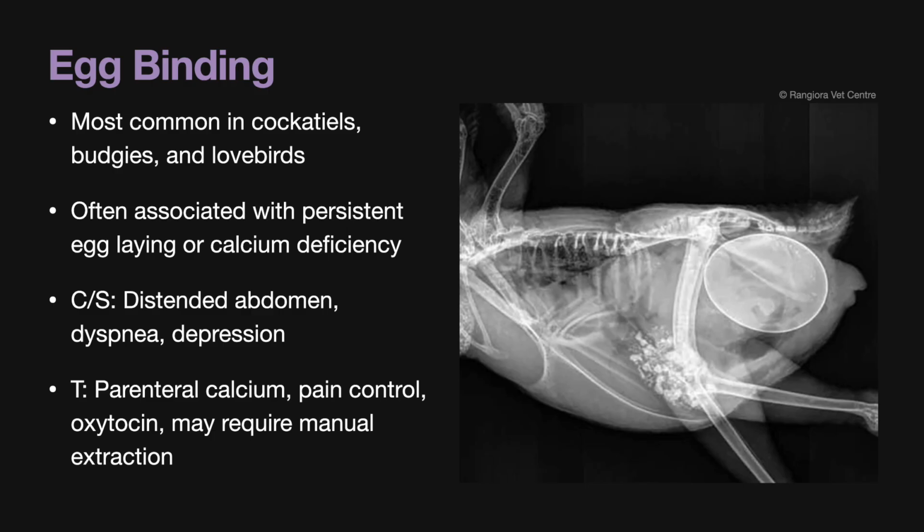Egg binding is most common in cockatiels, budgies, and lovebirds, and is usually associated with persistent egg laying or a calcium deficiency. Clinical signs include a distended abdomen, dyspnea, and depression. Treatments may include parenteral calcium, pain control, and oxytocin. In some cases, the egg may need to be removed through manual extraction.